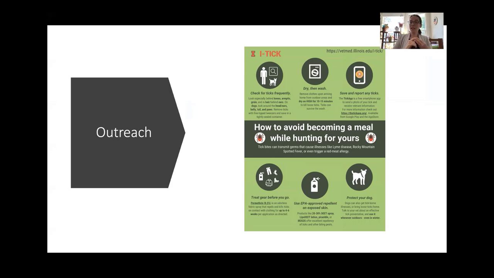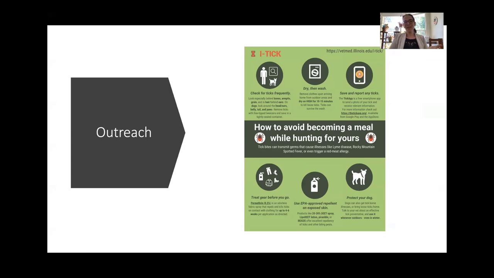This is an infographic we made specifically for hunters. We know that hunters are getting exposed to ticks when they're out hunting, also when they're out looking for hunting spots. So we tell them, okay, here's how you check for ticks, here's how you prevent them. You can treat your gear, you can use repellents. Here's how you report them to us if you want to know what kind of tick you have, and also how to protect your dog.